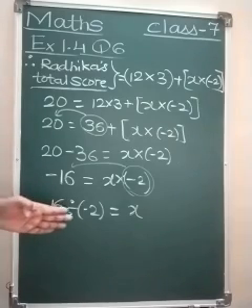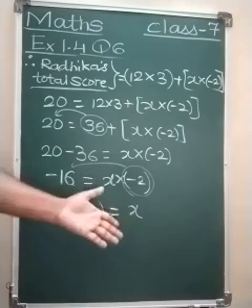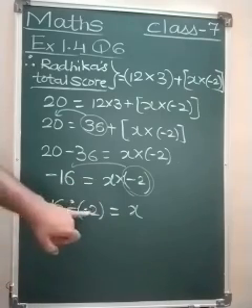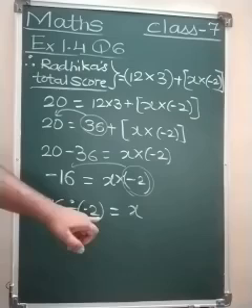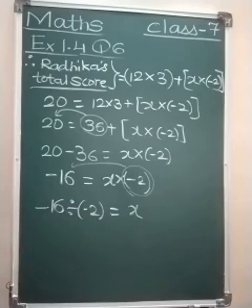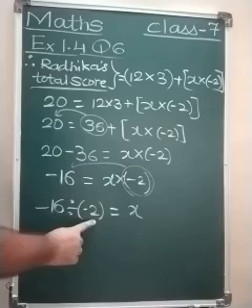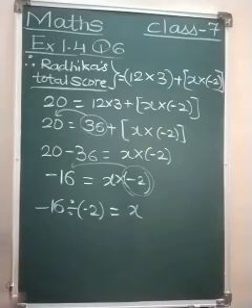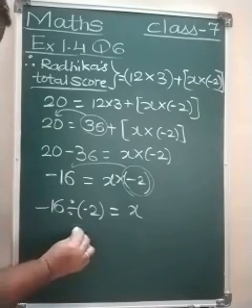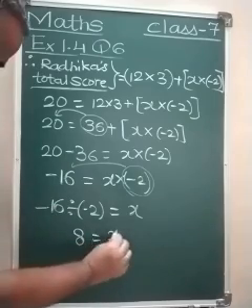Simple. Minus 16 divided by minus 2. This much we have to find out. Minus divided by minus, both the integers are negative, so we will get a positive answer. And 16 divided by 2, the answer would be 8. 2 8s are 16. So this will be 8 equals x.